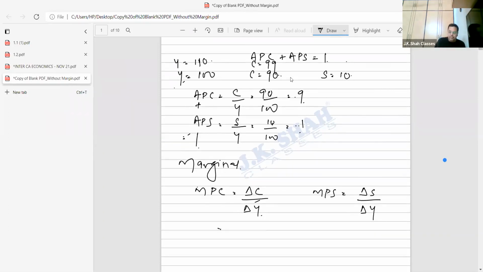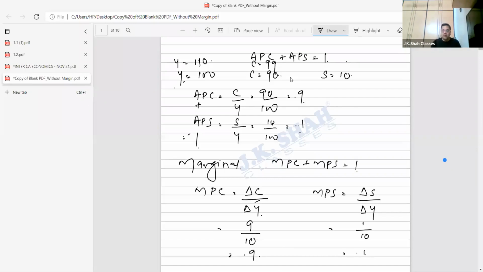So beta, what will be your MPC, delta C upon delta Y? What is the increase in consumption? 9. What is the increase in income? 10. So again this gives you the answer 0.9. What does the 0.9 signify? Come on, tell me, Kavya. Of the income that you have earned, 90% of it you have used for consumption. And MPS will be 1 upon 10, that is equal to 0.1. So beta, here MPC plus MPS will also be equal to 1.